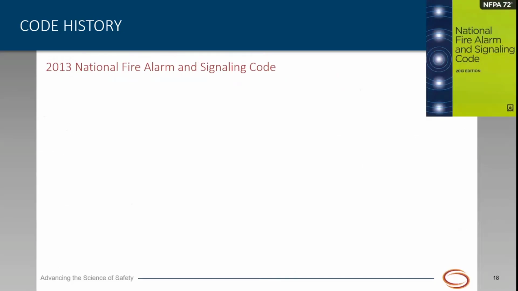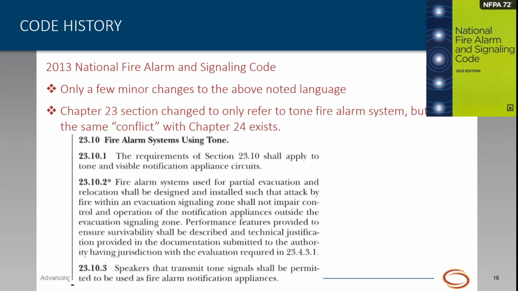The 2013 edition made only relatively minor changes to the requirements we just discussed. Chapter 23 changed to refer only to tone-based fire alarm systems, because remember, Chapter 24 was created to do all things voice, but we had that requirement in 23 that said fire alarm systems using voice or tone. It was just a mistake. They corrected it in the 2013 edition, so now this is a very specific requirement for systems that use tone.